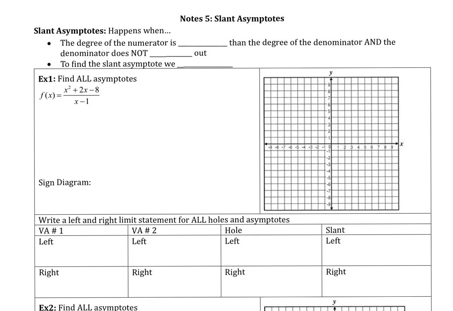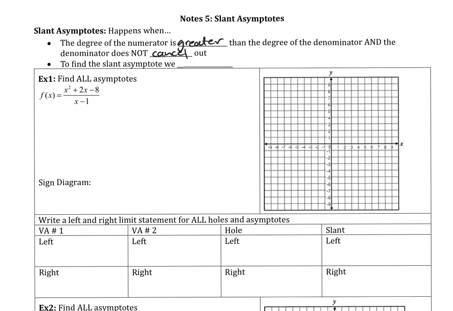Welcome to the video lesson for slant asymptotes. A slant asymptote is going to happen anytime the degree in the numerator is greater than the degree in our denominator, and the denominator does not cancel out.